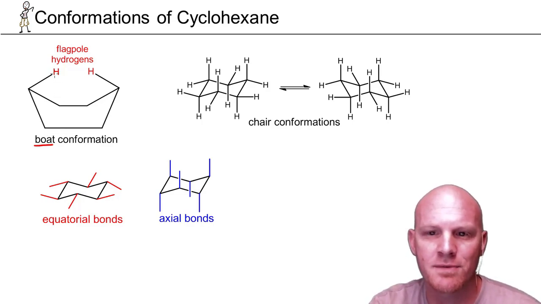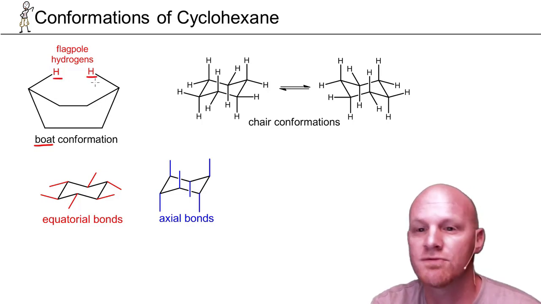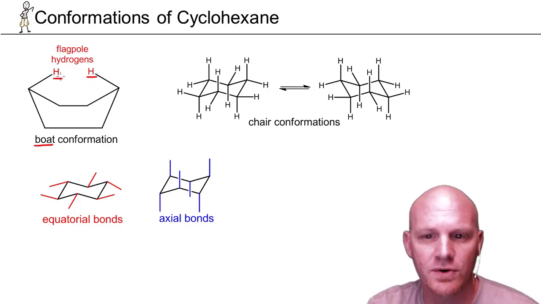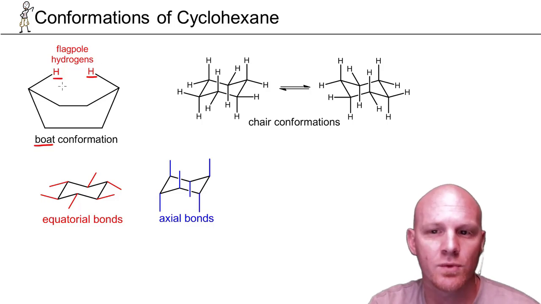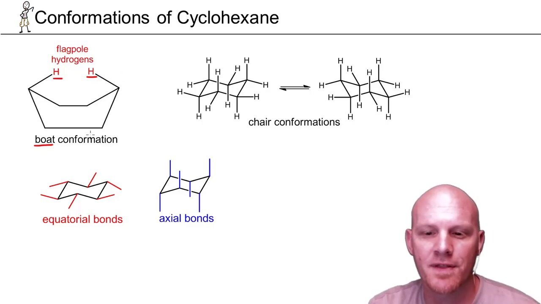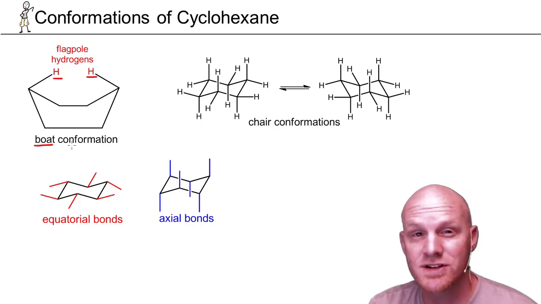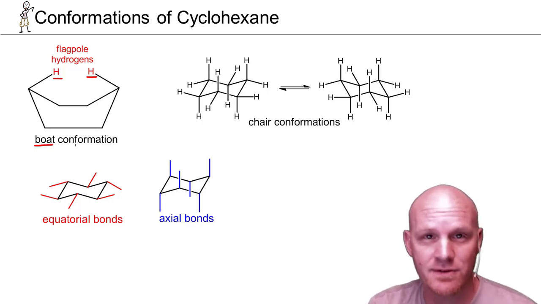The boat here, you might be familiar with the fact that it has two what we call flagpole hydrogens coming off the ends of the boat, and that there's steric strain associated with those as well. But that's about all I want you to know about the boat. Again, just be familiar that the boat conformation is one of the higher energy conformations. The twisted boat is a higher energy conformation as well.